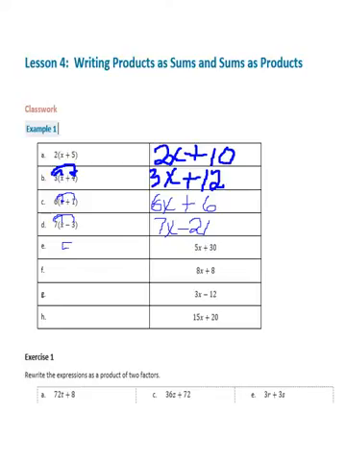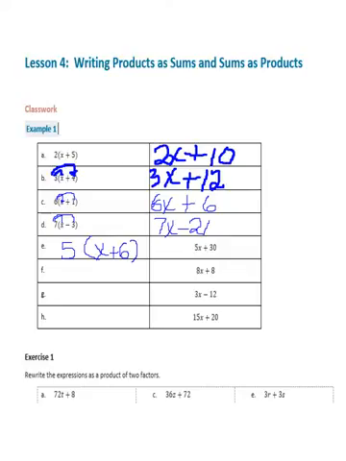We have a 5 that's in common. So if I factor 5 out of 5x, I'm left with what? That's right, I'm left with x. If I factor a 5 out of 30, what am I left with? And that's just simply saying 30 divided by 5, which leaves me with 6. So now I have written this, the sum, as a product. Okay, let's try the next one.